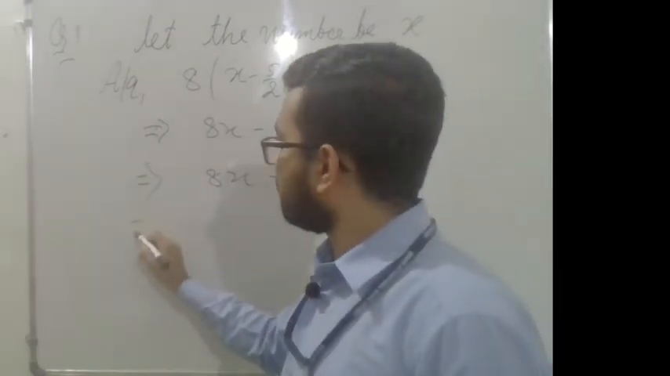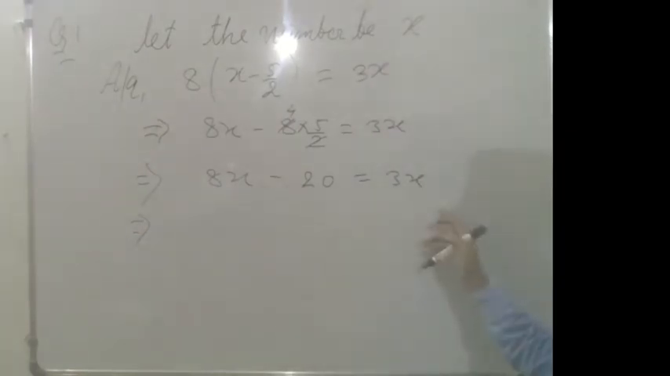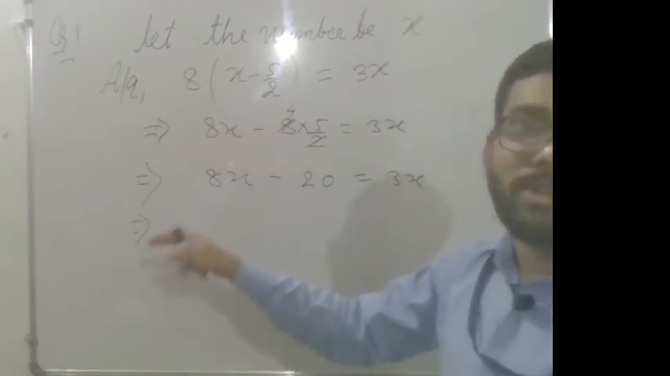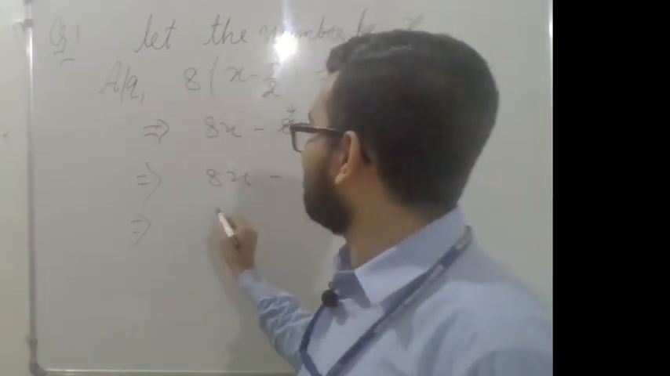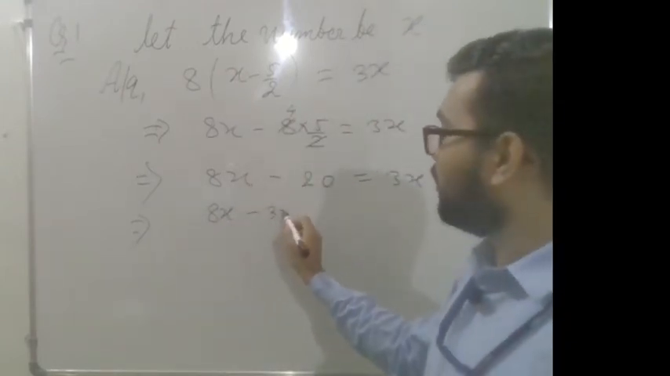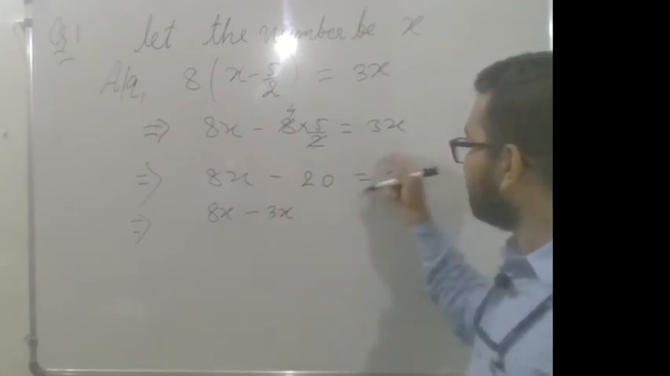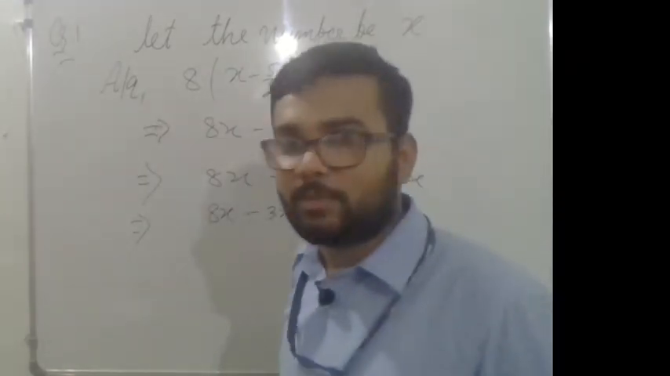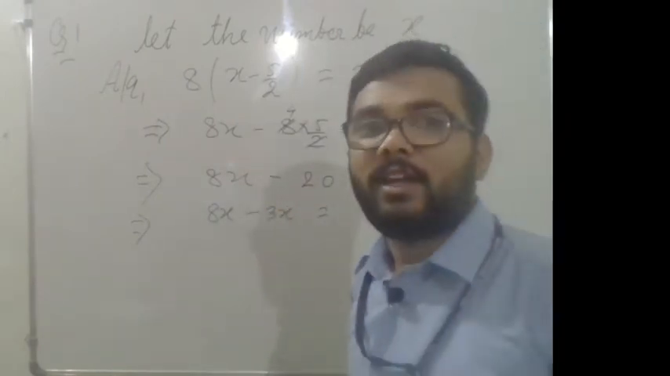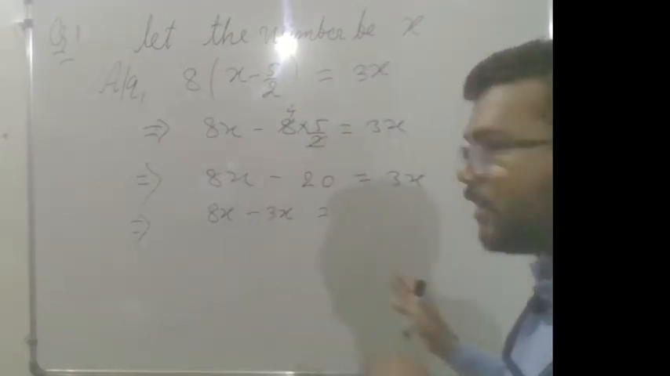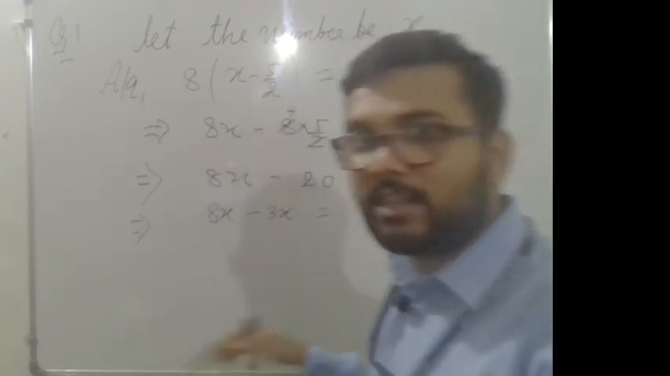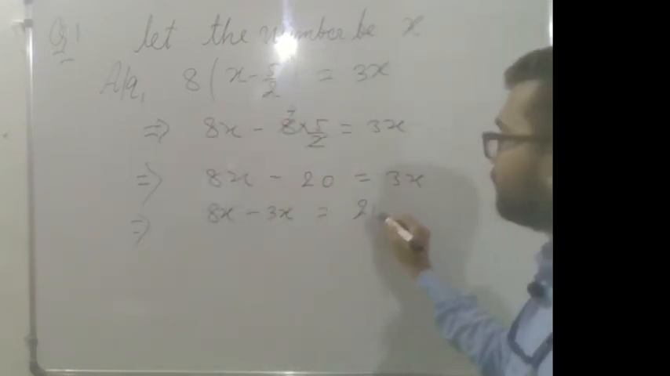Now, the variable occurs on both sides. That is why you will have to transpose both the variables to the same side. Means 8x, this 3x transposes to the left side. It is positive, and it will become negative when transposed. This minus 20 is on the left side, and when it goes to the right side by transposition, it will change its sign.